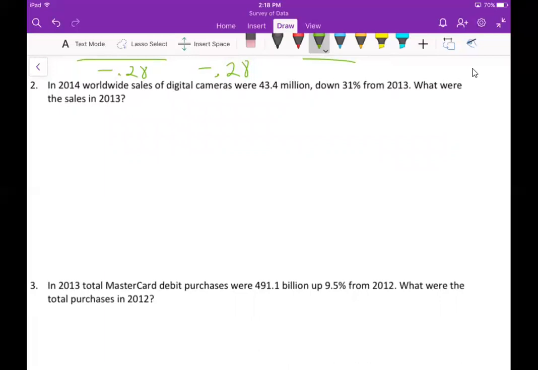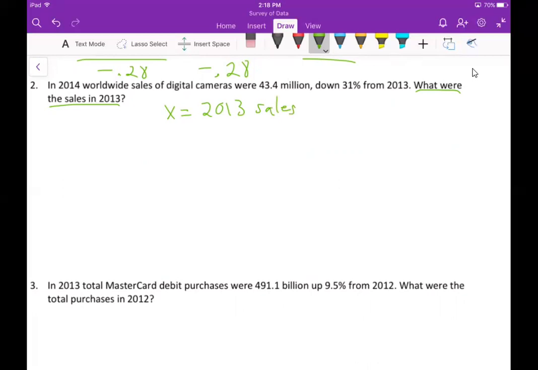This first one about percentages says, in 2014, worldwide sales of digital cameras were 43.4 million. That was down 31% from 2013. We want to know what the sales were in 2013. So take the time, that's a lot of information, right? What should you do first? Always look at the question and set up a variable so you can make an equation to make sense of this information. We want to know the sales in 2013. So X is going to be the 2013 sales.